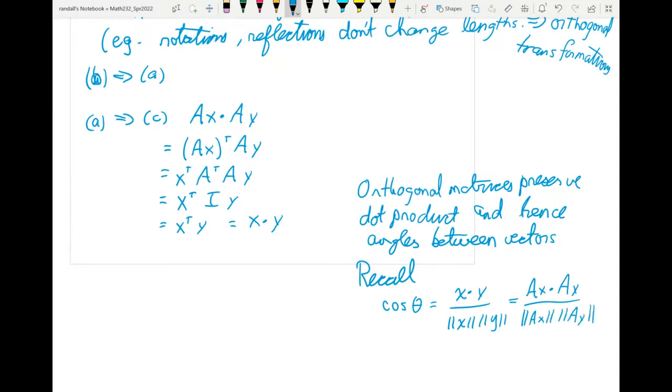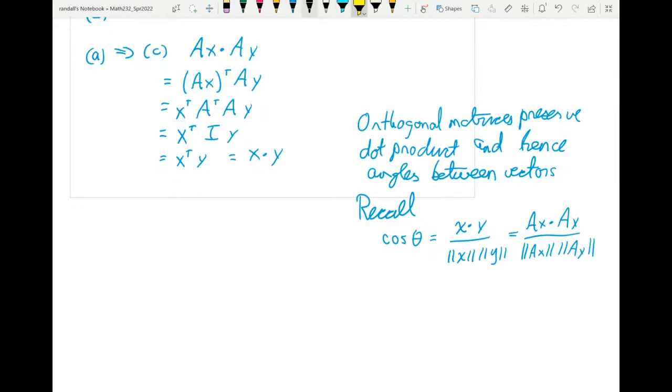You see that? On the one hand, I have the angle between x and y, that's theta. And here, this is telling me that theta is also the angle between Ax and Ay, those two vectors. So orthogonal transformations are very rigid. They move things, but they don't distort things.